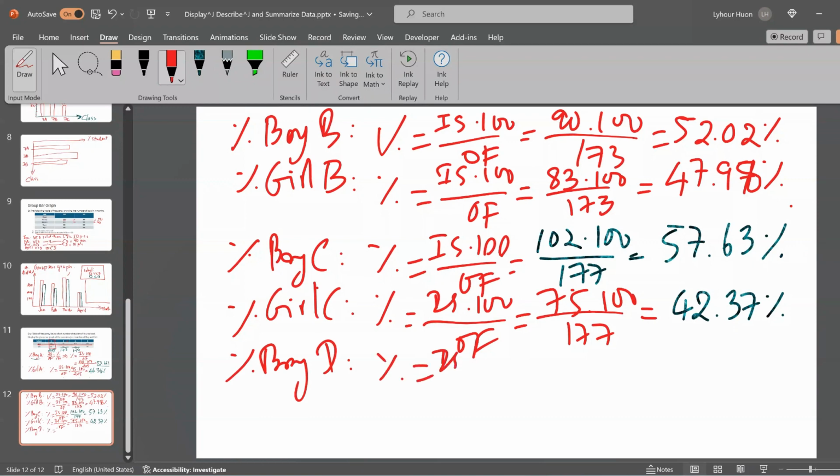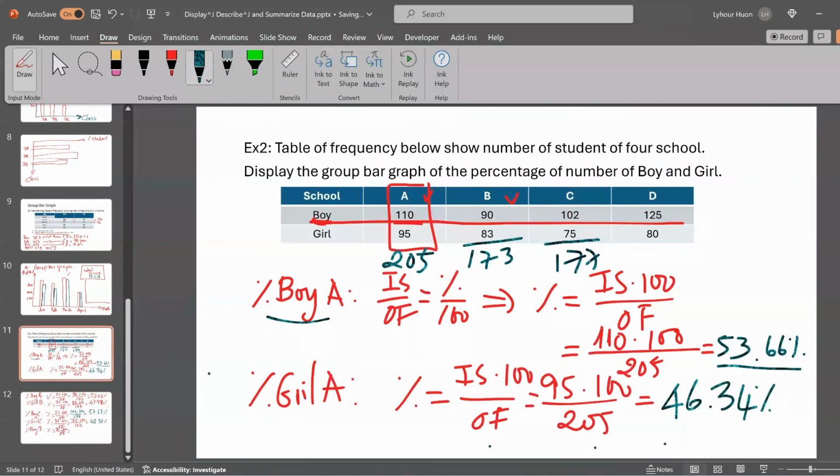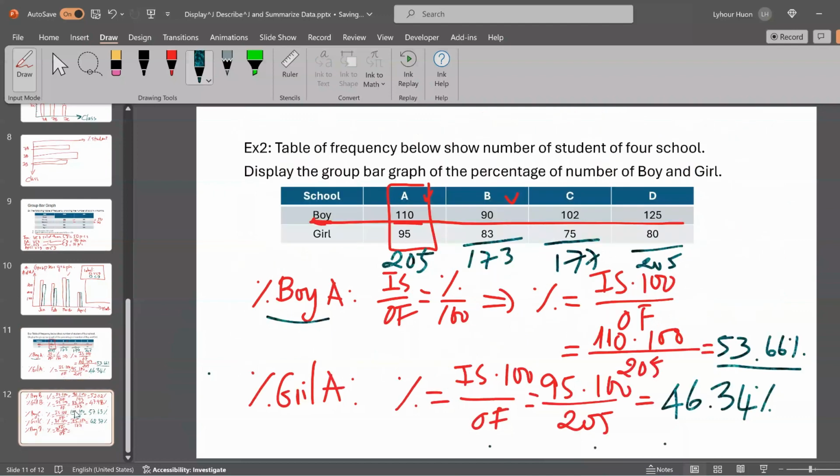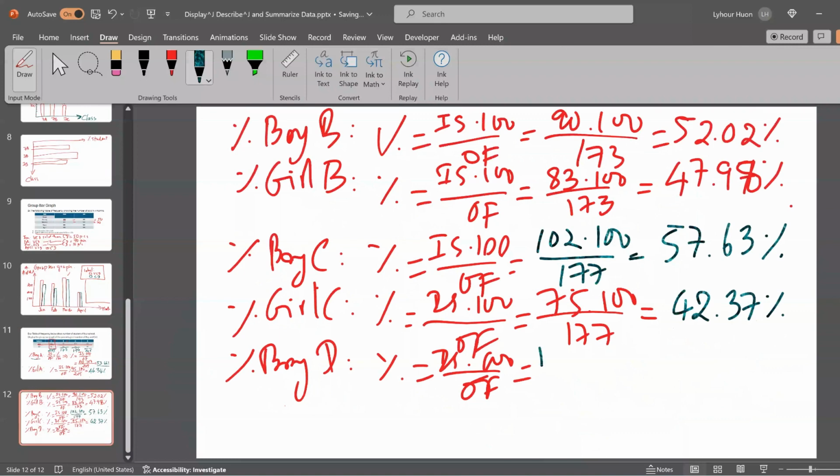Now the percentage of boys for D. Percentage equals number times 100 divided by total, where the total is 205. So our boy percentage will be 125 times 100 divided by 205, which is equal to 60.97.